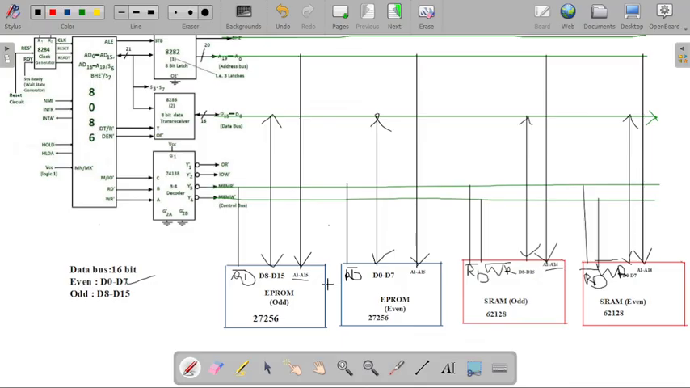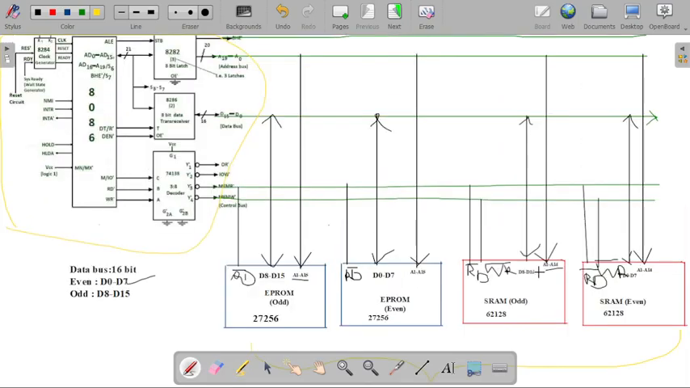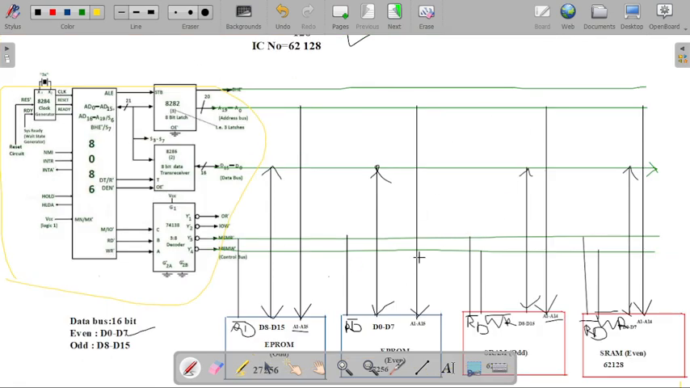With the help of this EPROM and SRAM, we are doing the interfacing with our 8086 processor in minimum mode configuration. This part of our diagram is given for our minimum mode configuration. We are connecting this EPROM and SRAM, that is our ROM and RAM structure, with the help of the memory read signal and memory write signal pins. So with the help of this control bus, we are connecting this EPROM and our SRAM to our 8086 CPU in minimum mode configuration.